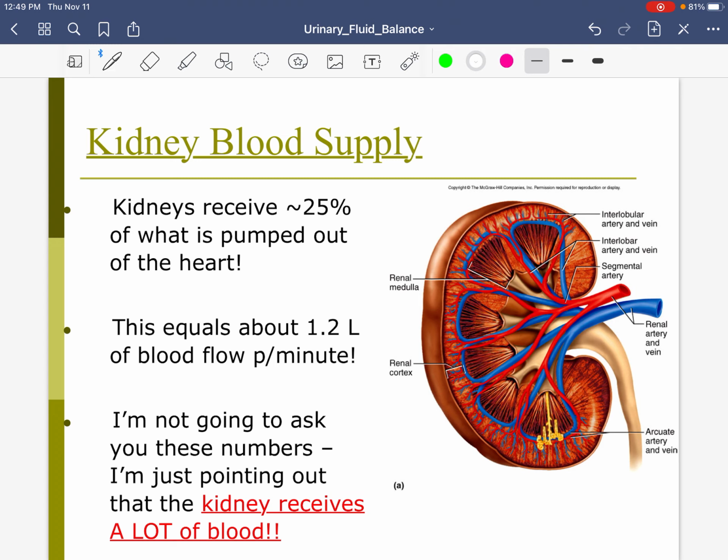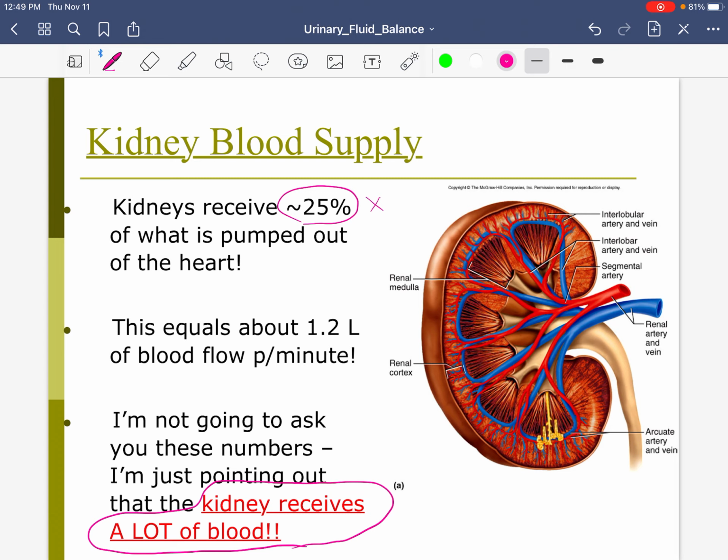So I just wanted to point out, you don't have to know the specific blood vessels. This picture of the kidney is showing you all the specific blood vessels. You don't need to know all of them. If you're interested, of course, the renal artery and vein will supply and drain from the kidney as a whole. But then we have all these branches, segmental, interlobar, interlobular, arcuate, all these segments. Which means altogether, the kidney receives a lot of blood. That's what I want to point out. The kidneys receive a lot of blood.